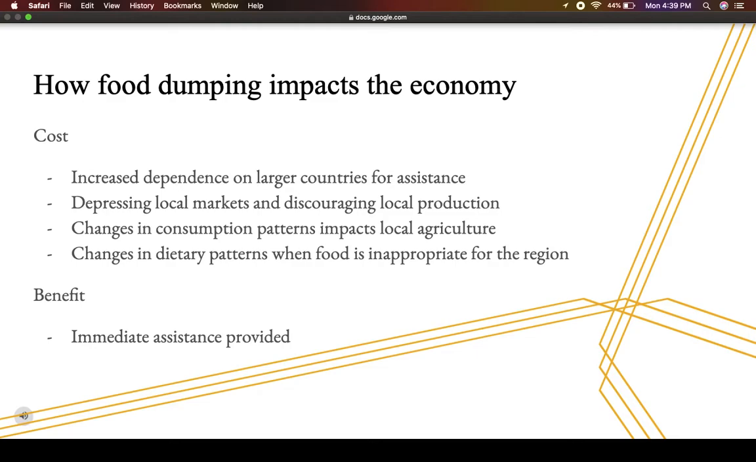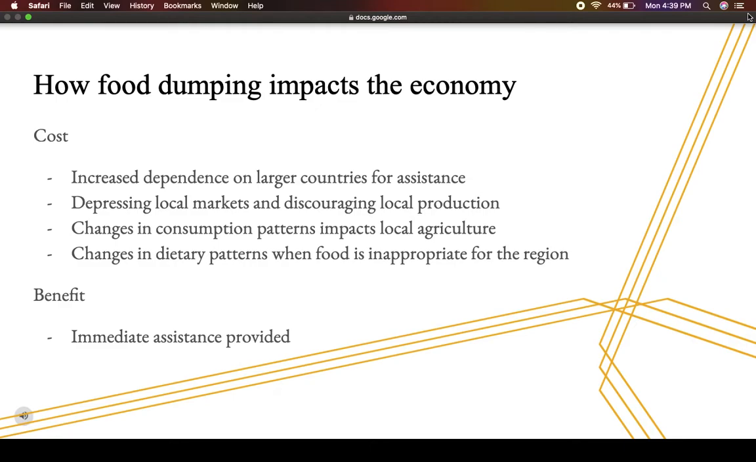There are also changes in consumption patterns that impact local agriculture. When food dumping occurs, local farmers generally are not needed as much in their local markets. And there are also changes in dietary patterns when food is inappropriate for the region. So, if a region is reliant on sorghum or millet and they're given things like wheat, this can change how those people eat and what kind of foods they eat, and that in turn really hurts the local economy because they're not able to produce the newer foods per se. So now they're left without people to buy their food.